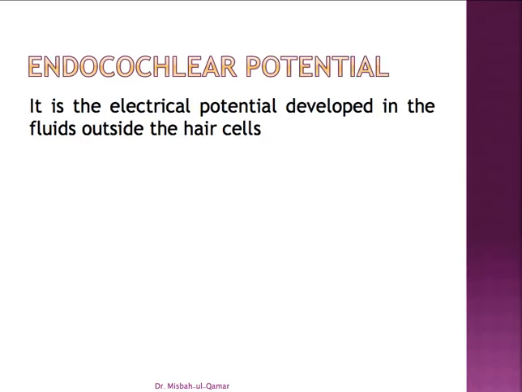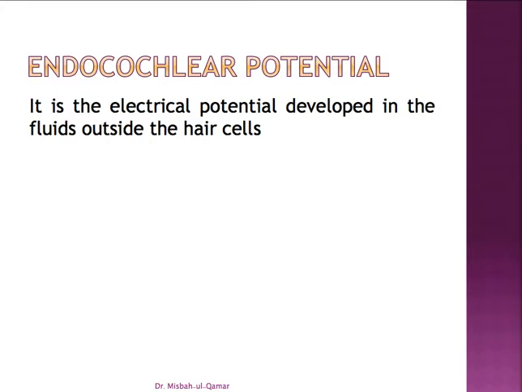Now, what is endocochlear potential? This endocochlear potential is also called the endolymphatic potential. It is the electrical potential which is developed in the fluids outside the hair cells. Basically, an electrical potential difference, a voltage difference of plus 80 millivolts, exists between the endolymph and the perilymph, with the positivity in the scala media.